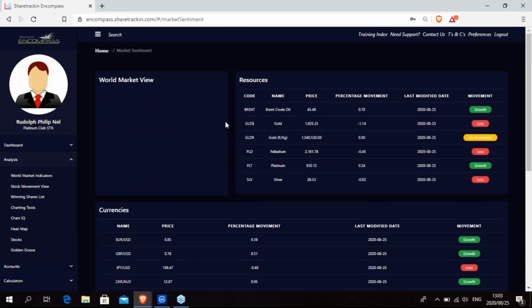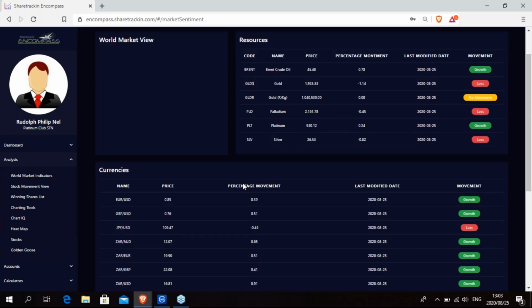Now other resources we listed: Brent crude oil, gold rand kilogram, palladium, platinum, and silver. These are only some of the resources that are listed that you can trade on other platforms. We don't trade it on the software itself, but this is only to show you what the current values are for those resources. Underneath that you'll find your currencies.